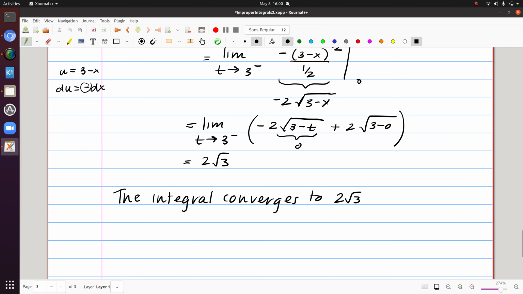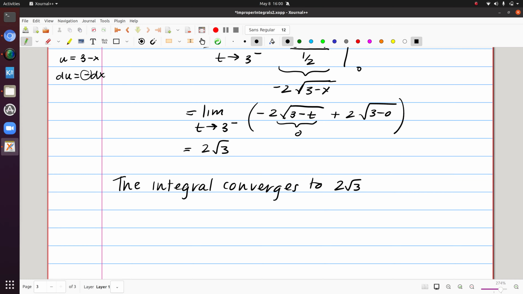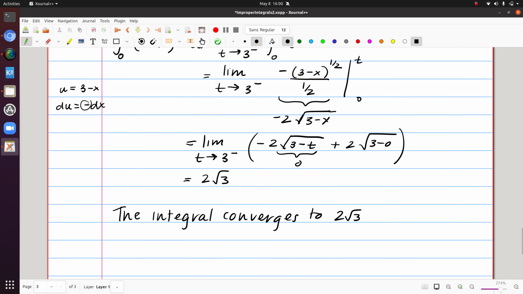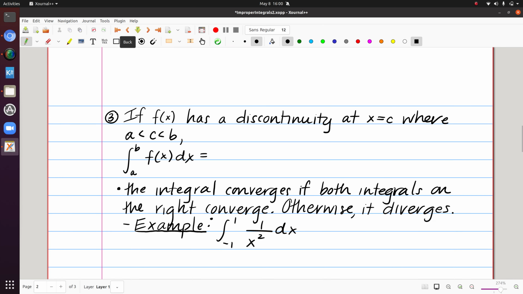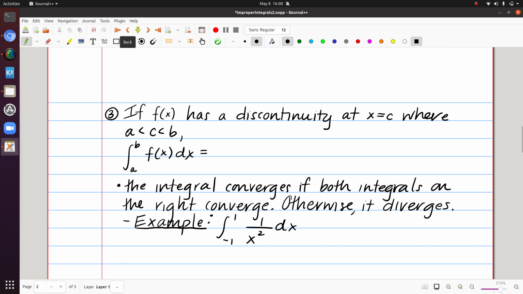So just because you have a discontinuity in the integrand within the interval, it doesn't mean automatically that the integral diverges. It really depends on the nature of that discontinuity. And then we have to consider the possibility that the discontinuity that the integrand has, I should say, is not at either endpoint, but somewhere in the middle. Let's call that C.